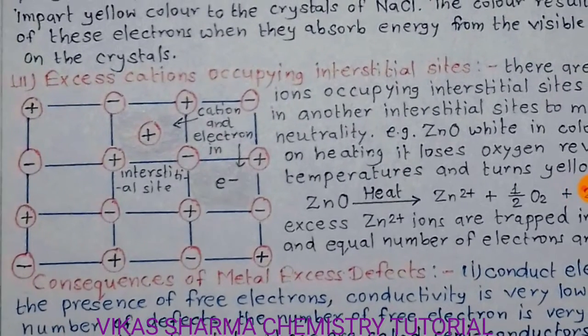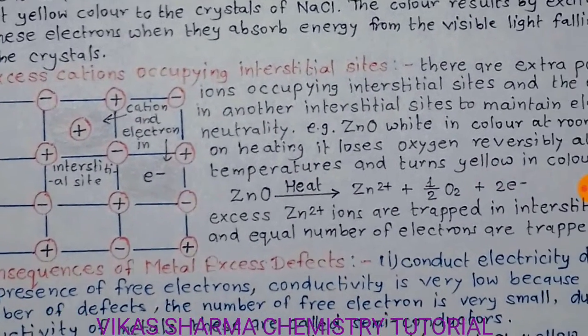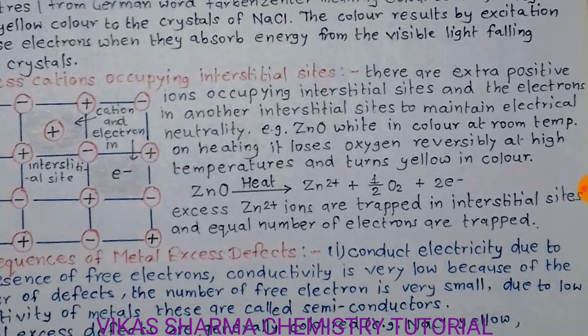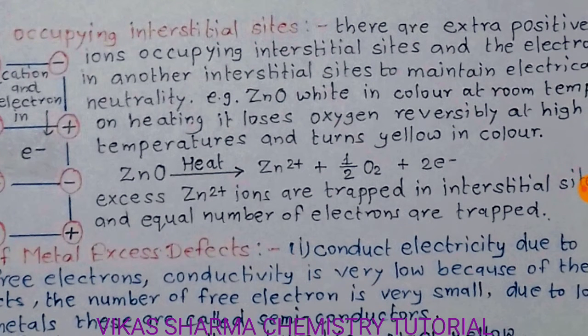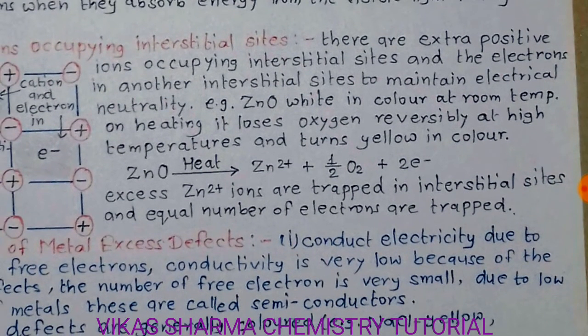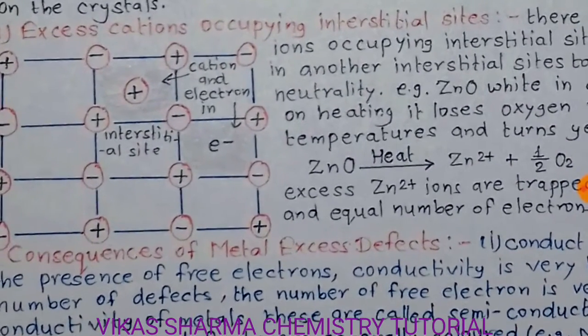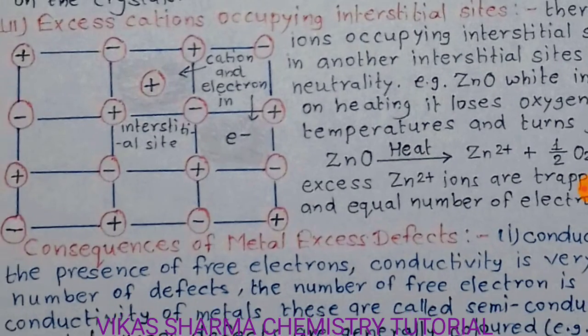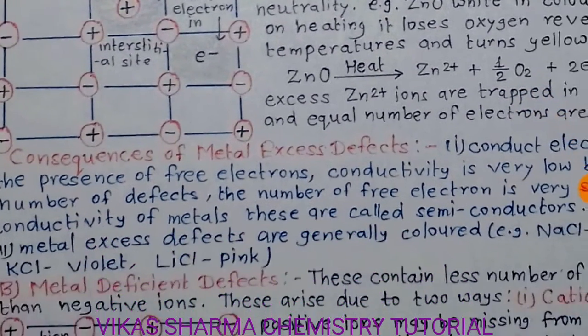Student, the second category is excess cations occupying interstitial sites. There are extra positive ions occupying interstitial sites and electrons in another interstitial site to maintain electrical neutrality. Example, zinc oxide, white in color at room temperature. On heating, it loses oxygen reversibly at high temperature and turns yellow in color. Zinc oxide on heating gives Zn2+ plus half oxygen molecule plus 2 electrons. Excess zinc ions are trapped in interstitial sites and an equal number of electrons are trapped. Student, on the display you have seen the cation and electron in interstitial sites, so they are from the excess cation interstitial site.